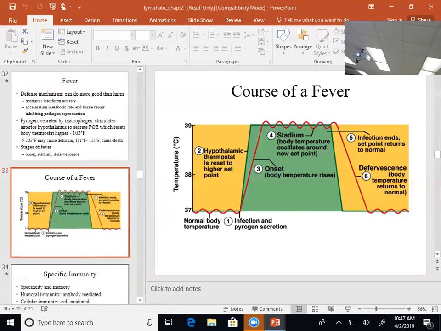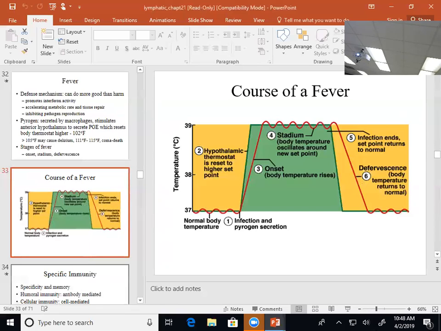If you have a normal body temperature of 37 degrees Celsius, you're vacillating around it, but then you become infected, something that's going to end up causing pyrogens to be released. The hypothalamus is going to reset your thermostat. This new area that you're vacillating around is called the stadium. And then, hopefully, your body figures out and controls the infection, and you return back to normal. When you're returning back to normal, people say the fever broke, right?